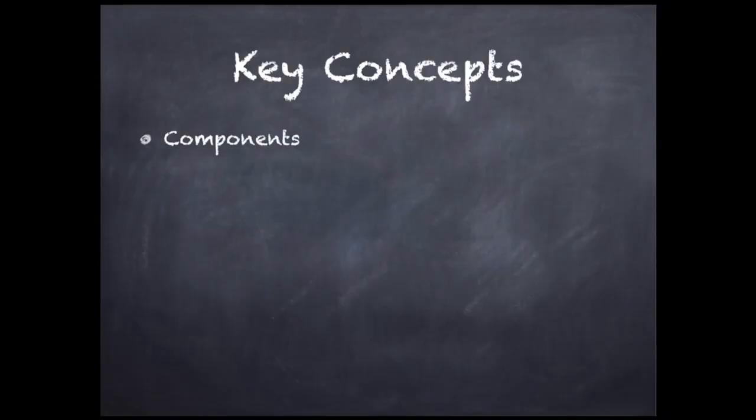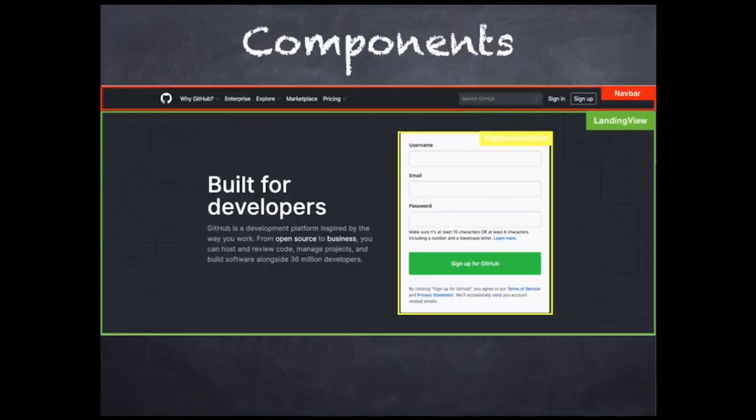In this section, we're going to cover the key concepts in React. So React revolves around this idea of components. It's breaking up your code into individual parts of the website. So if we look here, we have GitHub's website. So components could be breaking the nav bar up into one separate component, breaking that landing view you see into a component, as well as breaking that registration form down. You could also create components for the button, for these inputs, for these drop downs here, for the search bar.